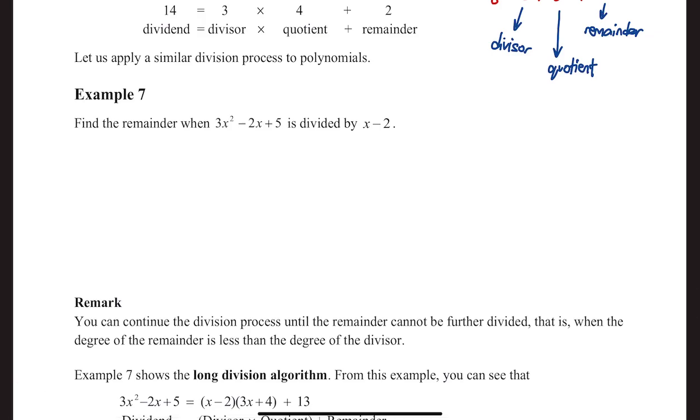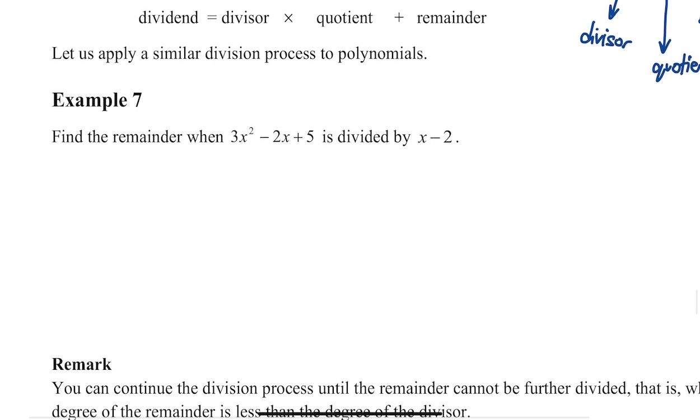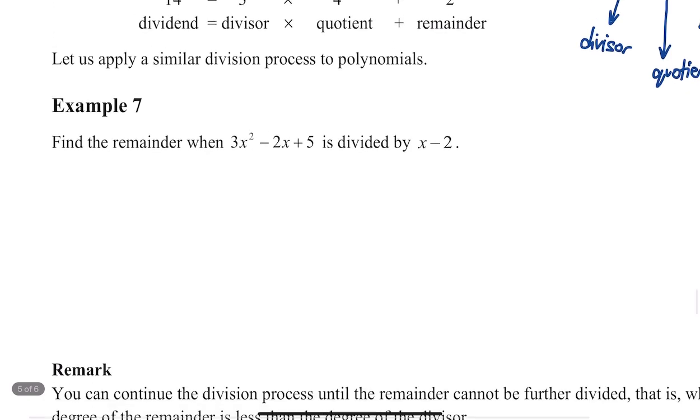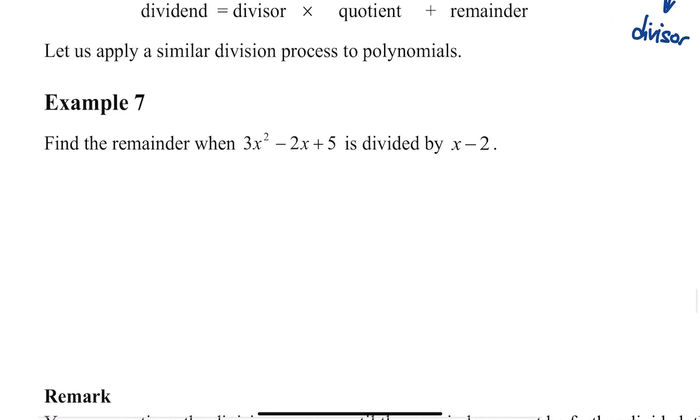Example 7 over here, I want to divide this by this. So what does it mean? Okay, I'll first write 3x squared minus 2x plus 5. Okay, I want to divide this by x minus 2. So what to do?